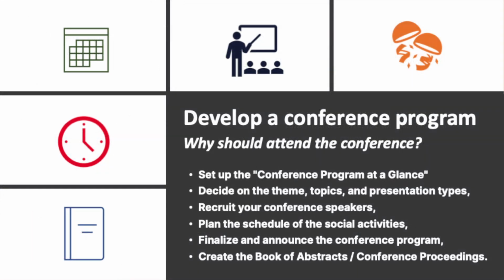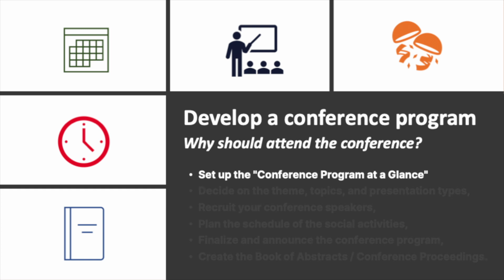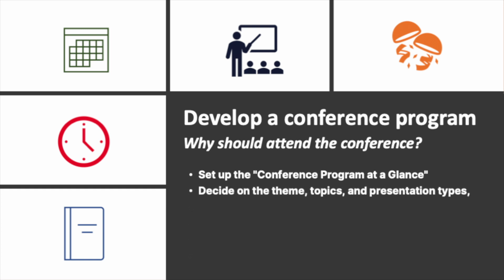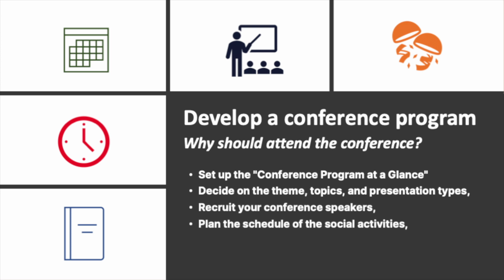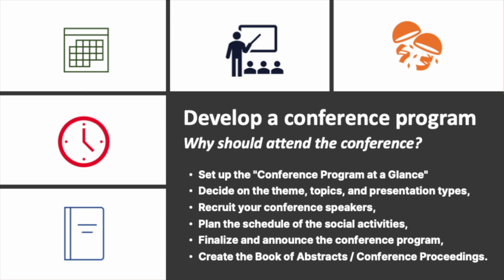Start finding an answer to why they should attend this conference, as it's the key to convincing the target audience to attend. Then follow these steps to develop a comprehensive conference program. Set up the conference program at a glance, decide on the theme, topics, and presentation types, recruit your conference speakers, schedule the social activities, and finalize the detailed conference program and announce it, as well as create the book of abstracts or the conference proceedings.